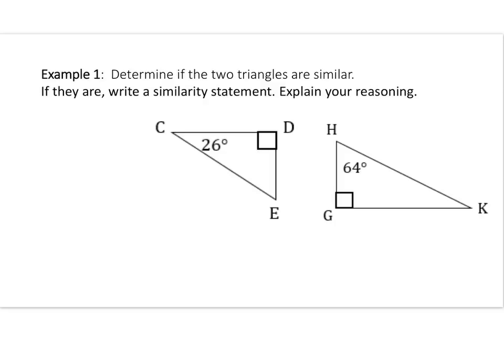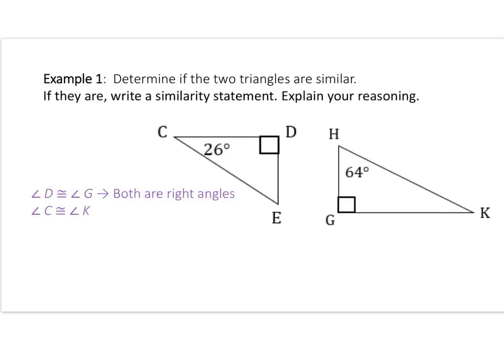So note that we currently have two right triangles, so already we know at least one pair of corresponding angles are congruent. The other known angles are 26 and 64. They are not congruent, so we cannot conclude that the two triangles are similar so far. But what we can do is figure out the third angle of one or both of these triangles. Let's find the third angle of this triangle.